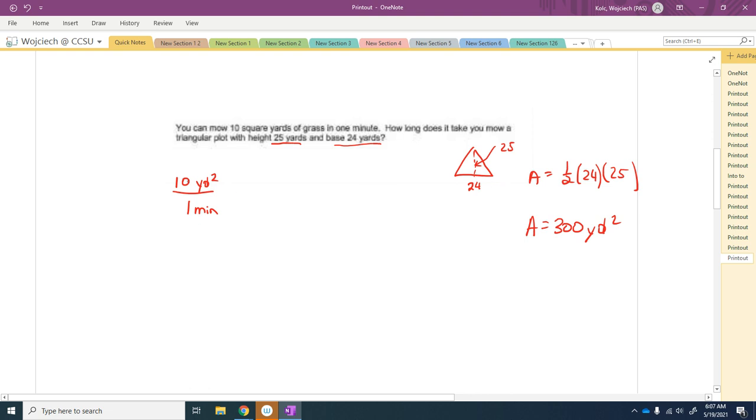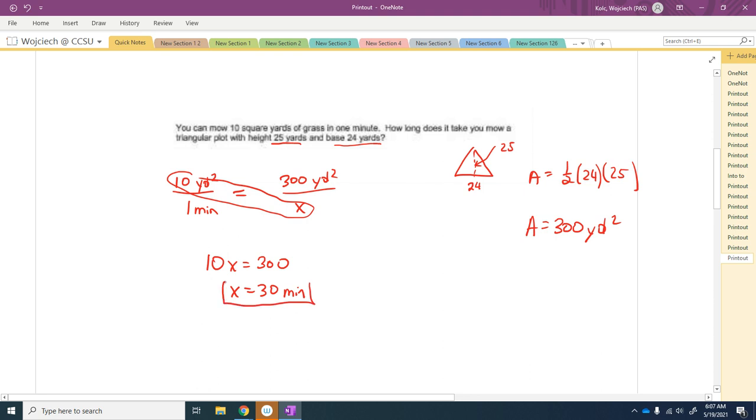Okay, in 1 minute I can do 10 square yards. So how long will it take me to do 300 yards? So yards over a minute, so I'm consistent. So it will be 300 over x minutes. Okay, so if you solve a proportion, you basically cross multiply. So you get 10x is equal to 300, divided by 10, x equals 30 minutes.